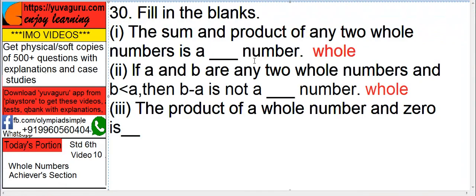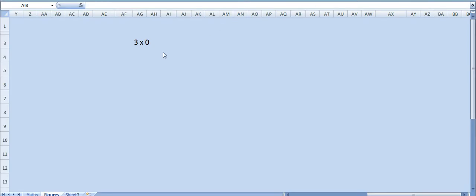The product of a whole number and 0 is, of course, 0. 3 into 0 is 0.